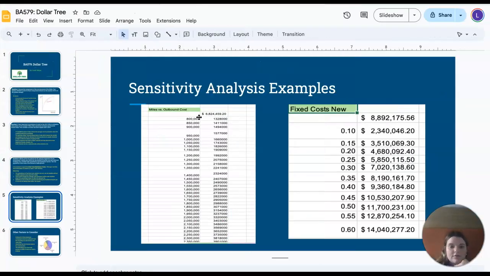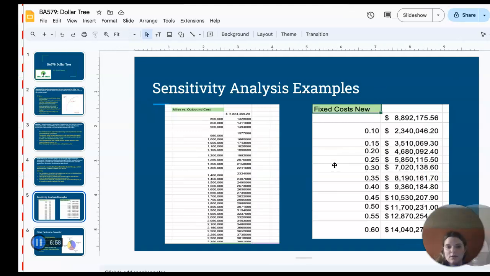And then for here, for sensitivity analysis examples, what I did was I did miles versus outbound cost, so miles in a year that they're traveling. And of course, as you go up, the outbound cost is going to go up. But because they're only accounting for one, they're not really accounting for both, is one thing that I found. And another thing is, as the fixed cost goes up, obviously that's going to go up, which is another thing to take into account because we're just guessing at that point.